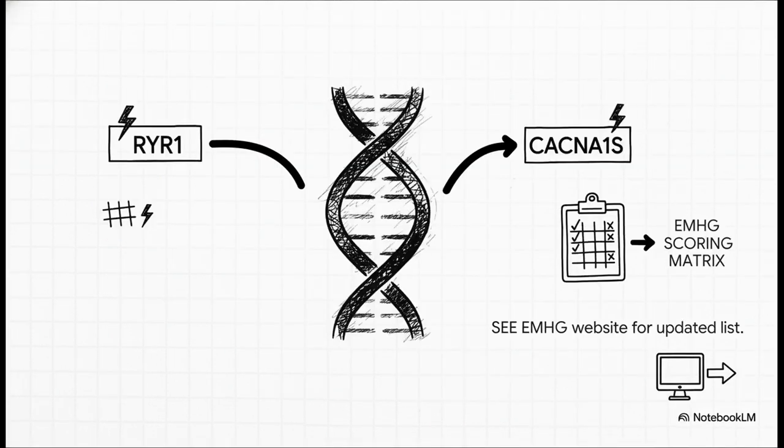And make no mistake, the basis for this classification is incredibly rigorous. MHG is defined by specific variants in the RYR1 and CACNA1S genes. Pathogenicity is determined by the EMHG's own very strict scoring matrix, which is a modified version of the standard ACMG gene model. As of this publication, 72 RYR1 variants meet this high standard. For your clinical practice, just remember, the EMHG website is the only definitive up-to-date source for this list.